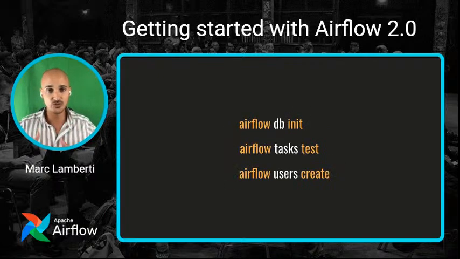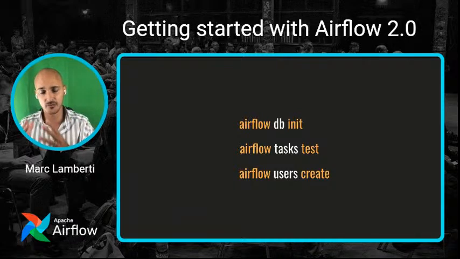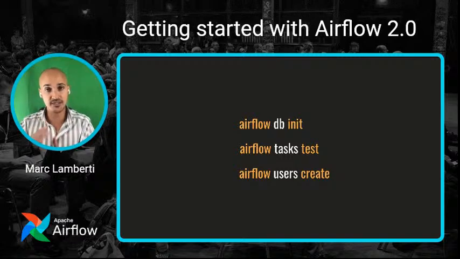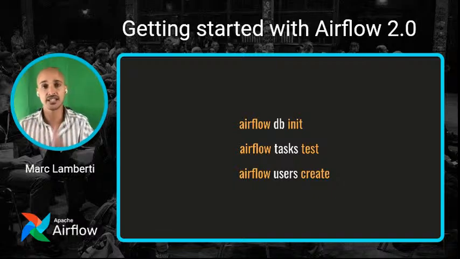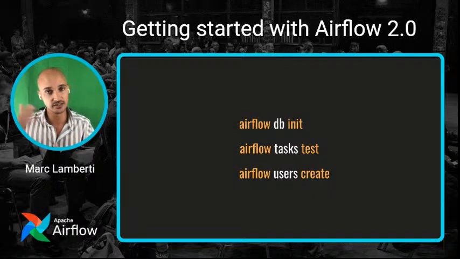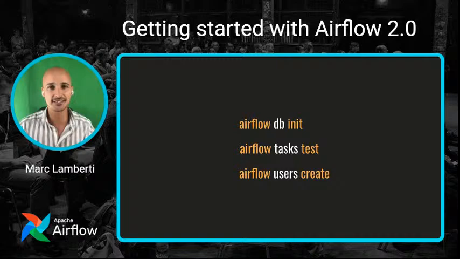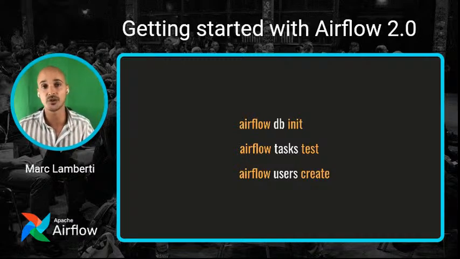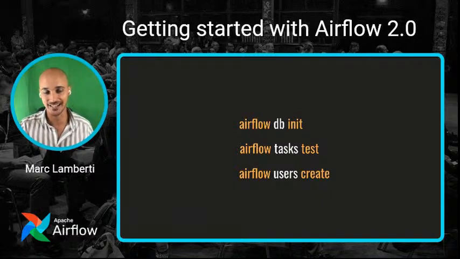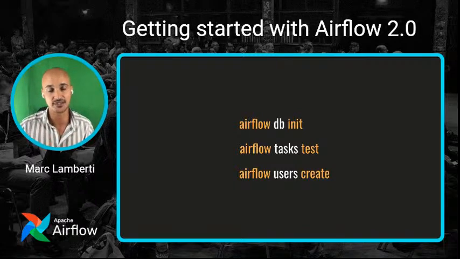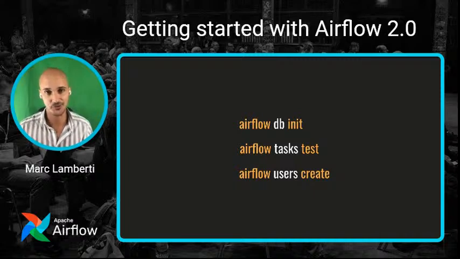Well, first, all your commands have been put into groups. And groups are the resources that you want to interact with. For example, if you want to interact with the database, you will use airflow db init. If you want to interact with your tasks, you will use airflow tasks and then the command you want to execute. And I strongly advise you, as a best practice, to always test your tasks with airflow tasks test. And if you want to interact with your users, you use airflow users and create or list and so on.